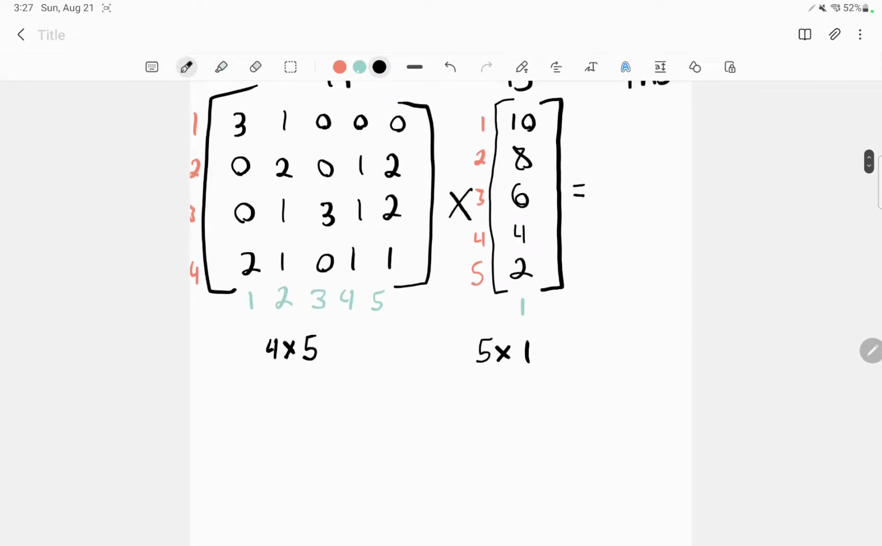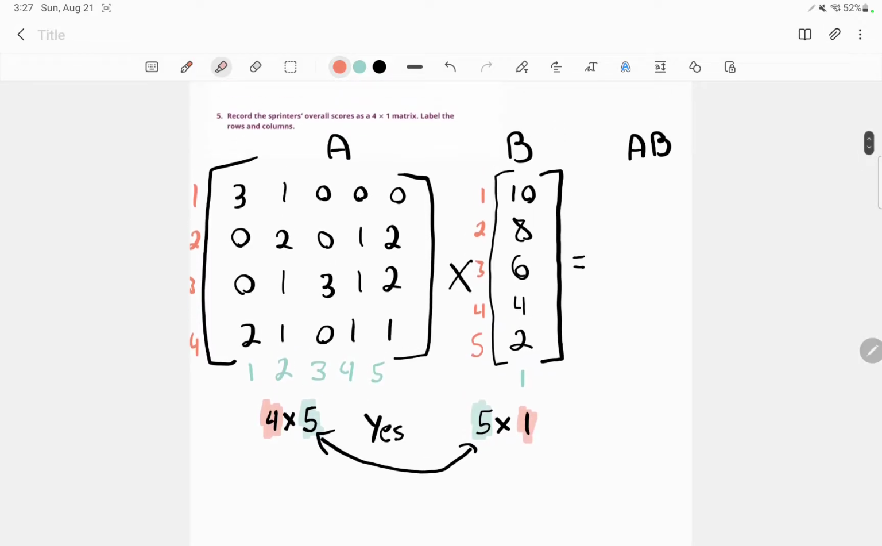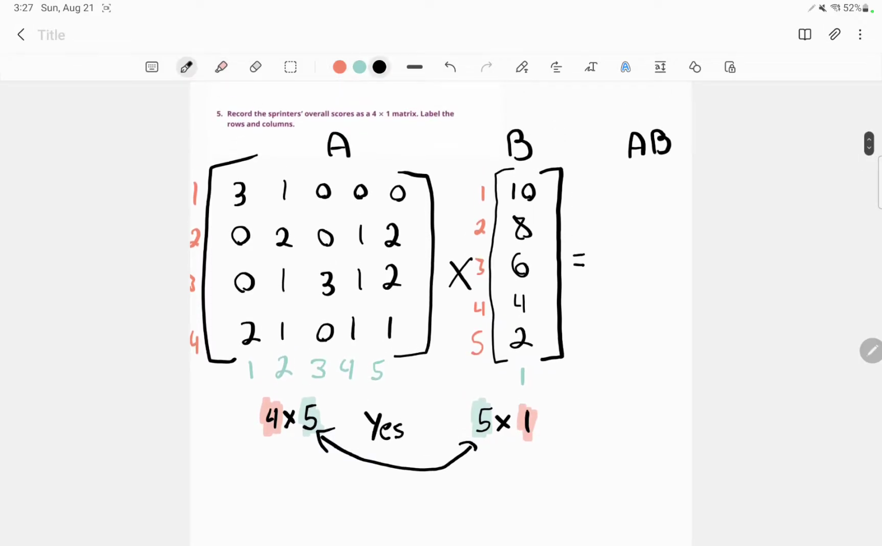Now again, like I mentioned multiple times before, you're going to be looking at the two numbers that are on the inside. You're going to notice that both of those numbers are equal to each other. So yes, we can multiply. Now my solution is going to be my two numbers on the outside. It's going to be this guy right here and this guy right here. So I can already start setting up my matrix for my answer.